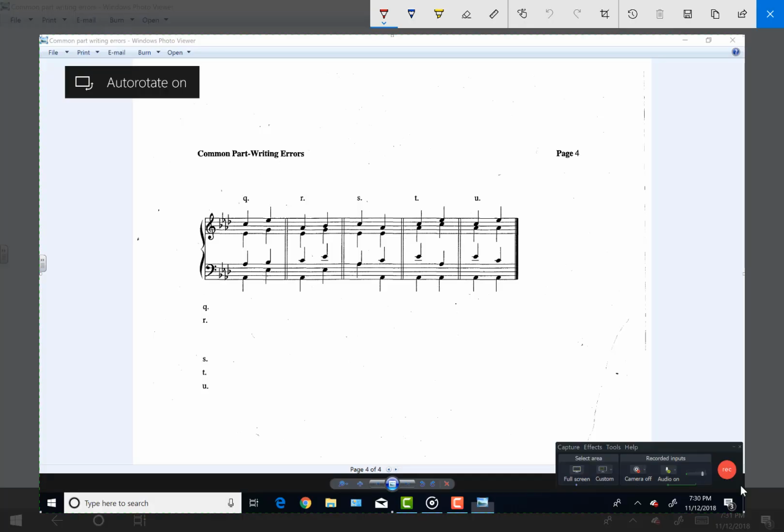Okay, AP, so Q is looking great. R is as well. S, fantastic. U, wonderful. And T is the culprit. The tenor and alto are too far apart on the second chord, right here. Exceeds an octave. And there you have it.